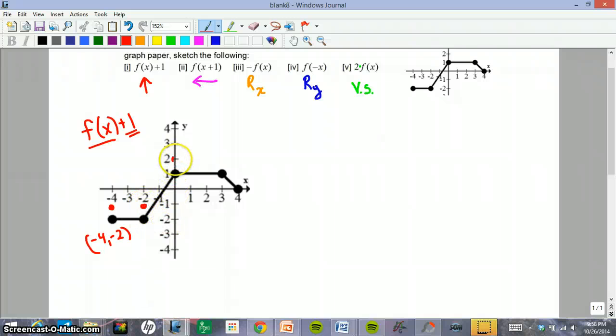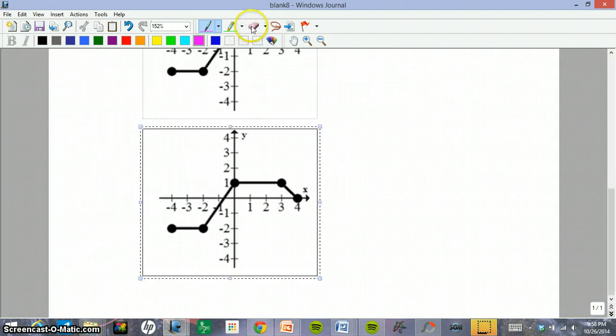0, 1 shifts up 1, 3, 1 shifts up 1, and last 4, 0 shifts up 1. We can go back and connect these with a smooth curve, make it look nice and congruent to the original graph. And that's it. Number 2, f of x plus 1. Let's see if I can get a new graph here.